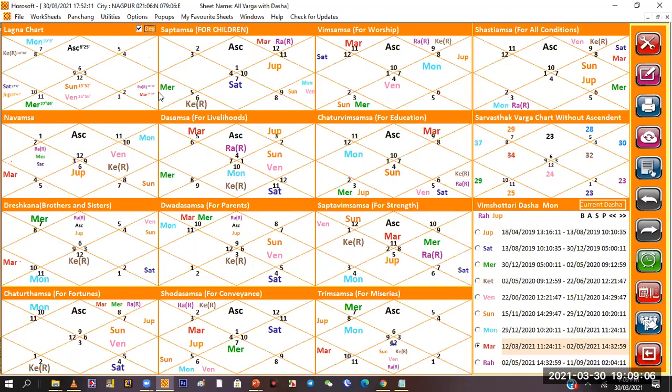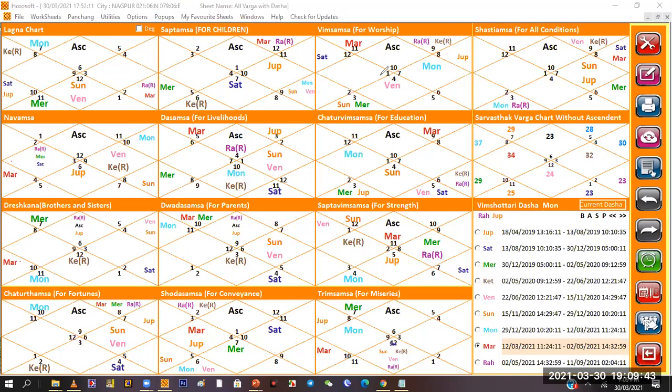Now you see here we have a Dreshkan. Dreshkan will tell us about brothers and sisters. What I told you is that if we divide every house by 3, because Dreshkan is D3, we have to divide every house. I'm just telling you the simple calculation. We don't need to do this calculation. This comes by default in all the software. You don't need to worry about it. But at least you should know how these charts are prepared. That's the reason I'm giving a small example. You see the example here.